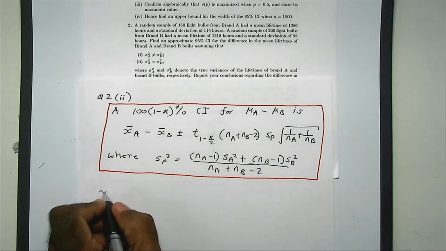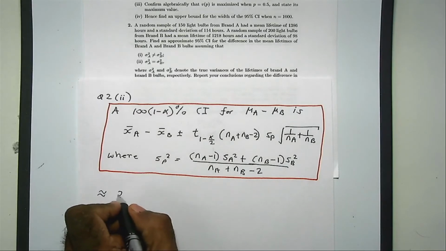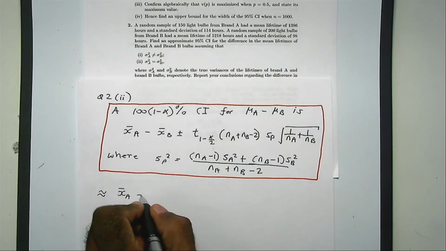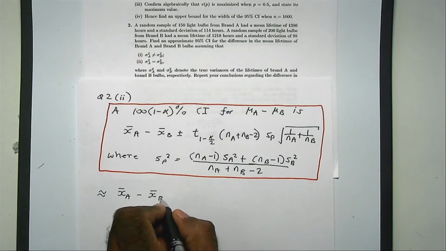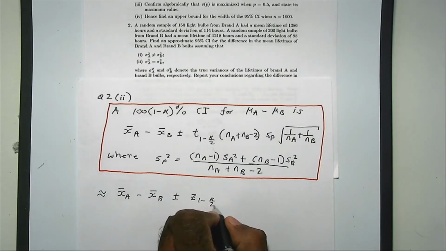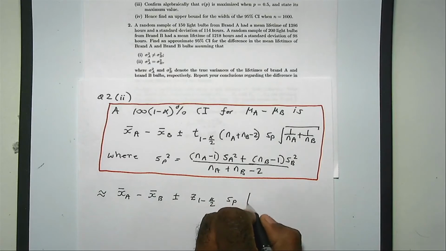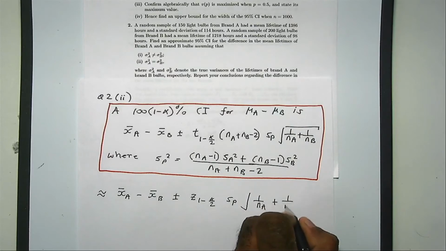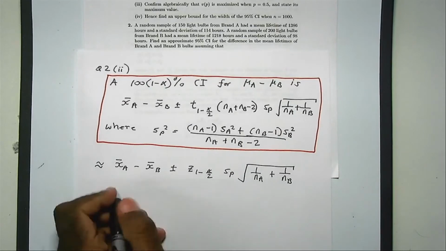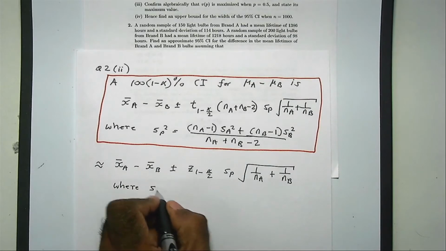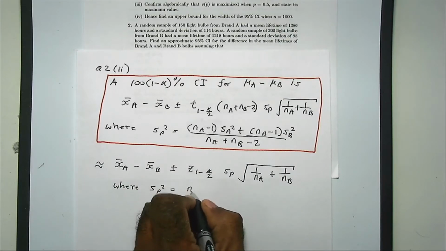So you can say that this is approximately equal to the following. That's because of the large sample sizes. You can say this. Okay, where the SP squared is now given by this formula.